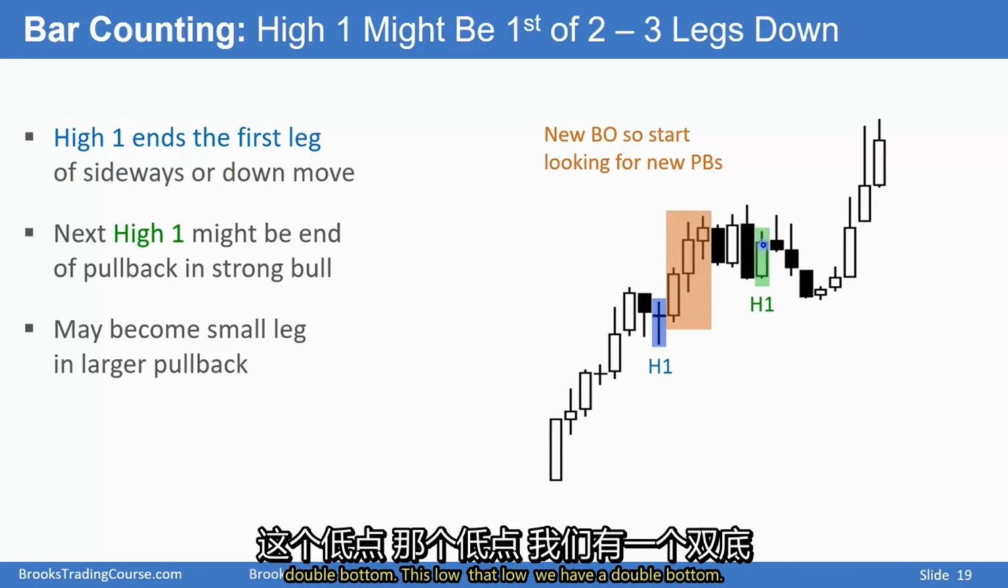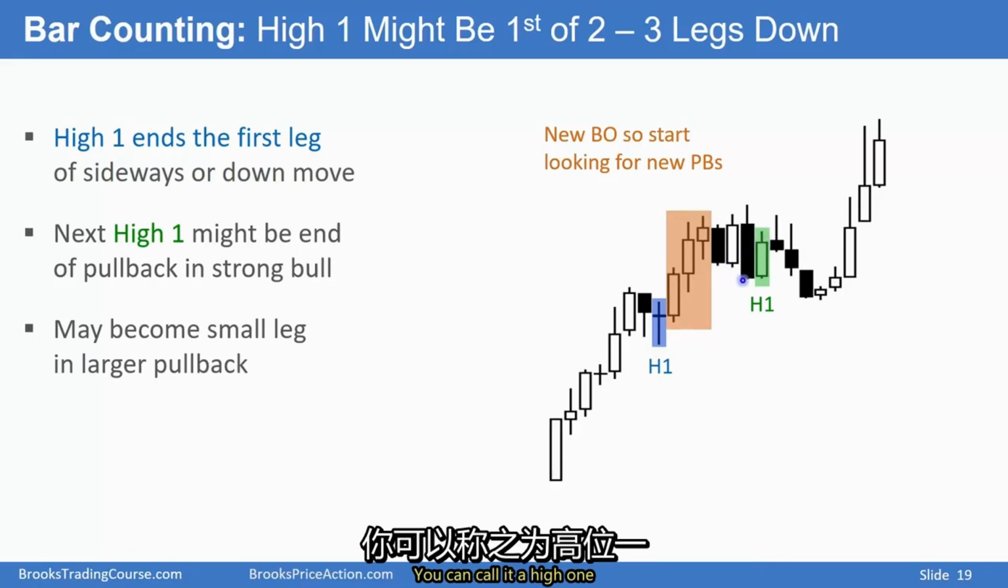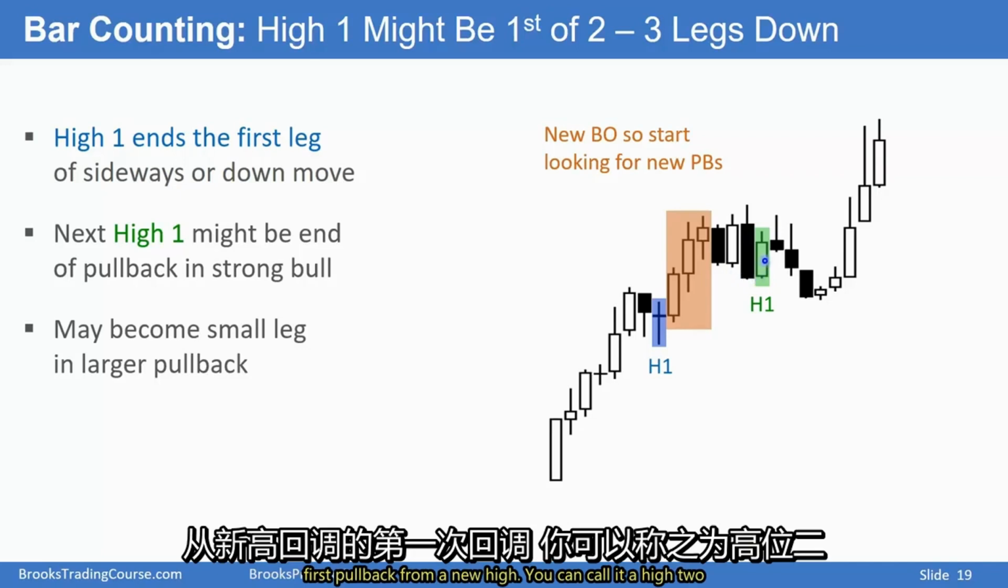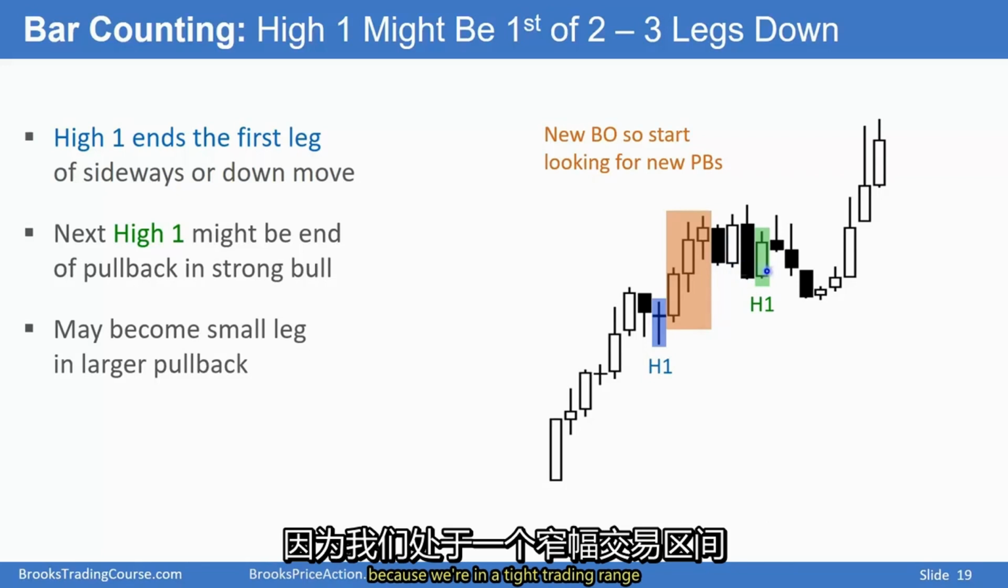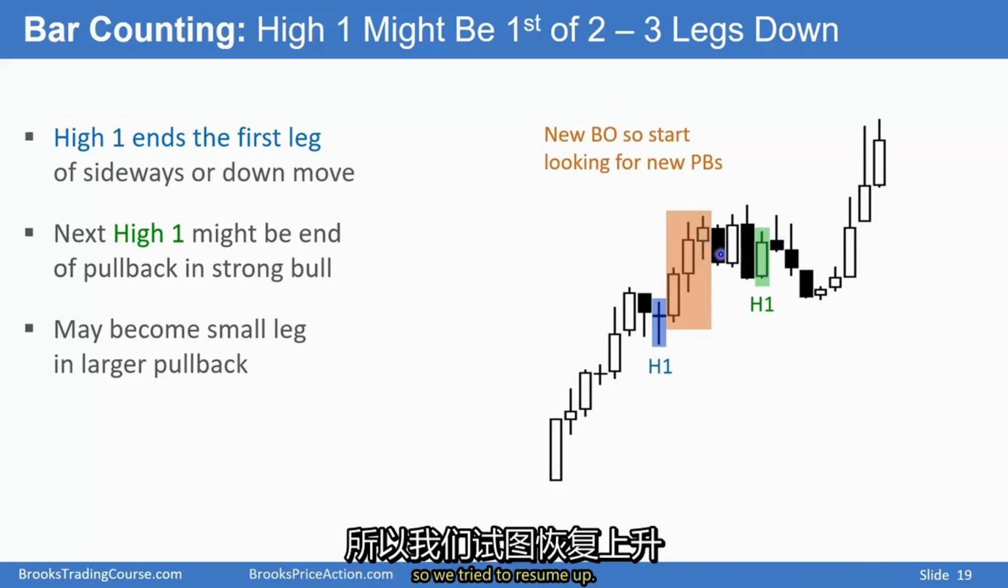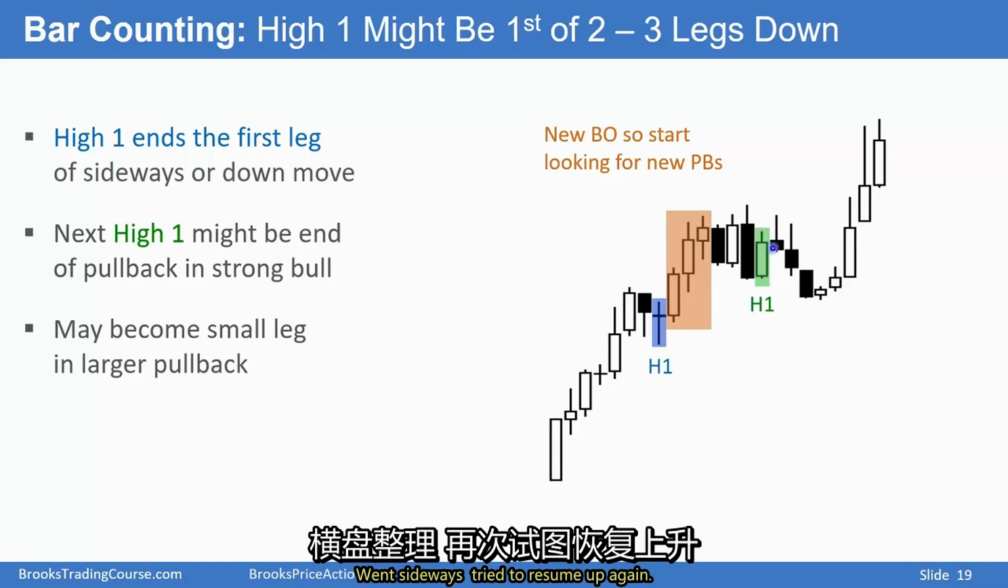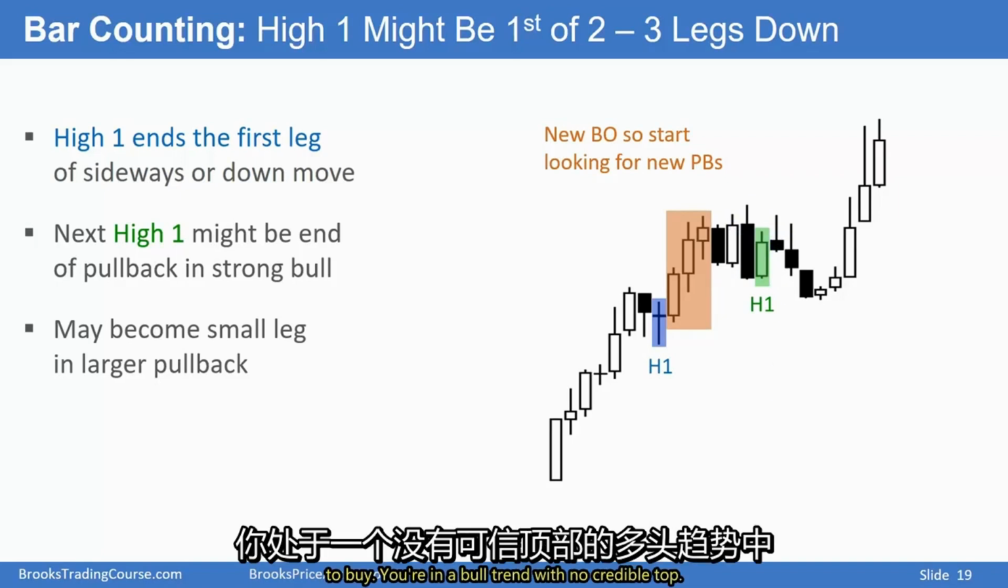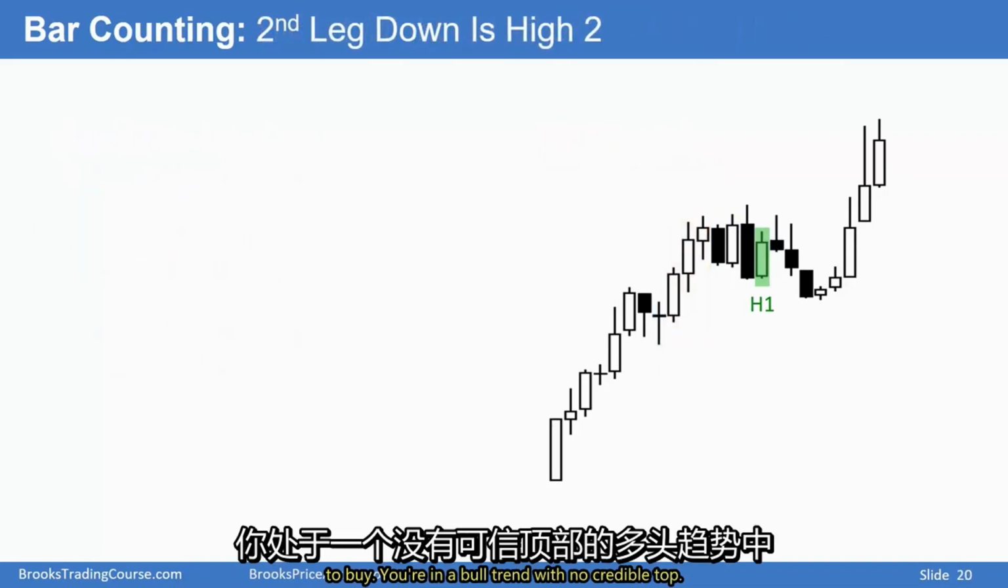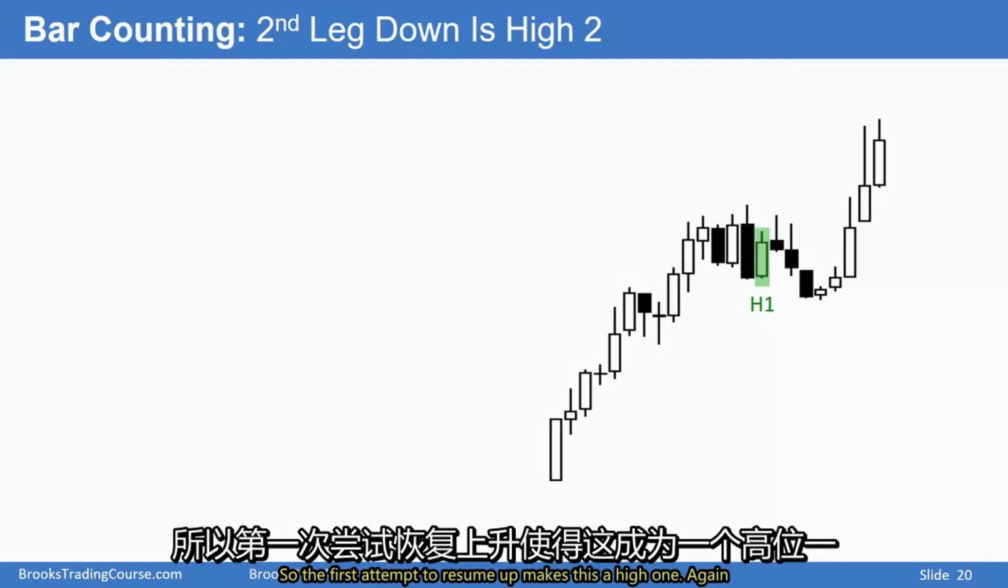Here, this high 1, we tried to get a resumption up from a double bottom, this low, that low, we have a double bottom. You can call it a high 1, first pullback from a new high. You can call it a high 2 because we're in a tight trading range. So we tried to resume up, went sideways, tried to resume up again. You're looking for reasons to buy. You're in a bull trend with no credible top.